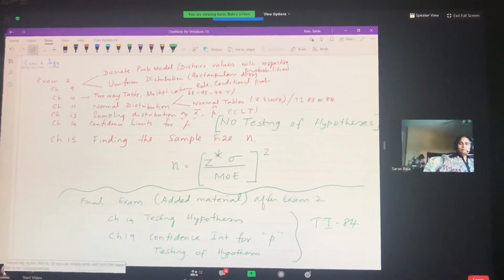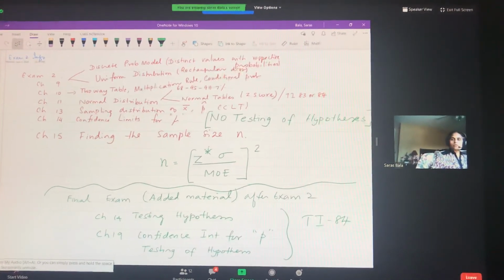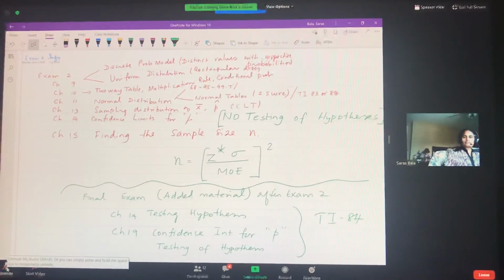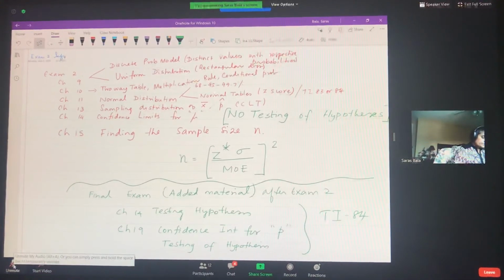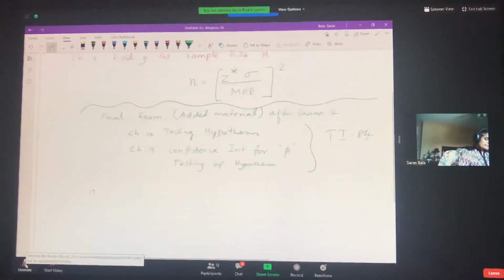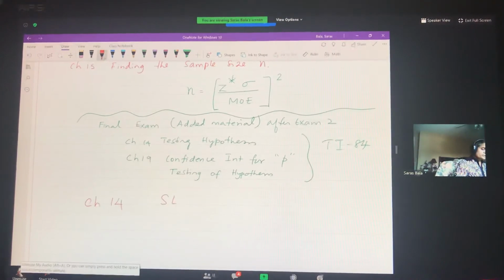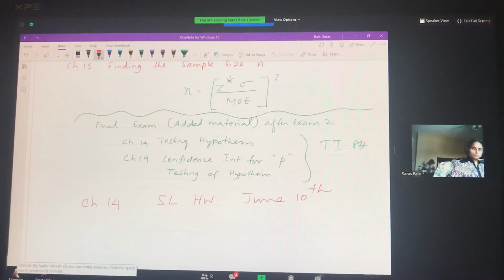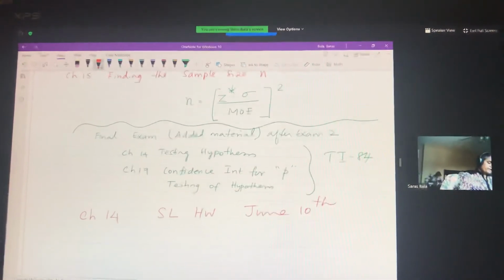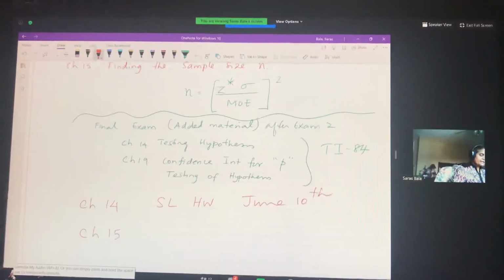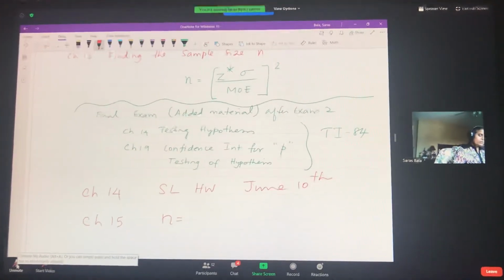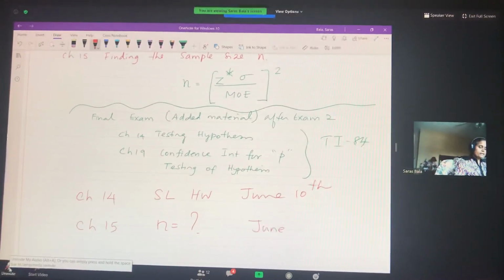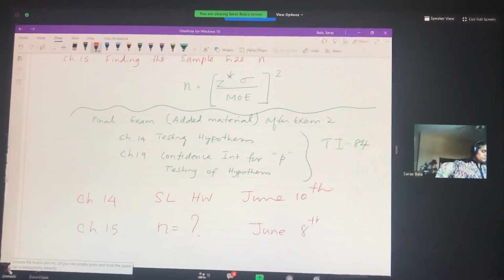Okay, so now you can complete the homework on Chapter 15, and I have given you the extension on Chapter 14. So the Chapter 14 SL is due on June 10th, if I'm correct. Chapter 15, which is finding N, is due on June 8th.